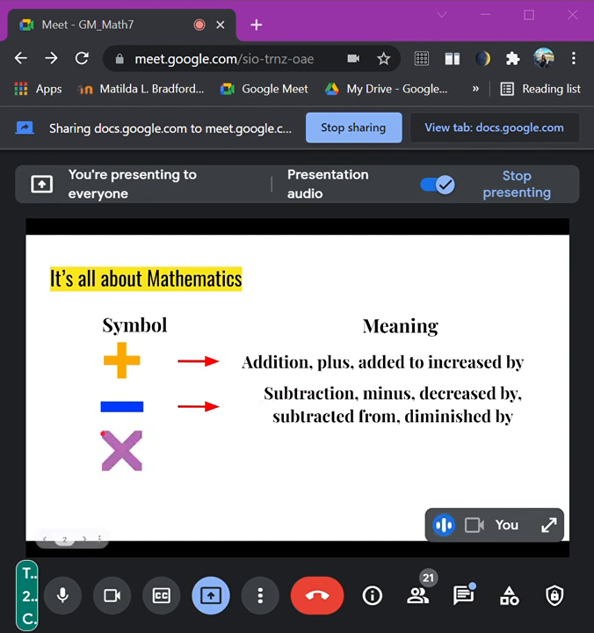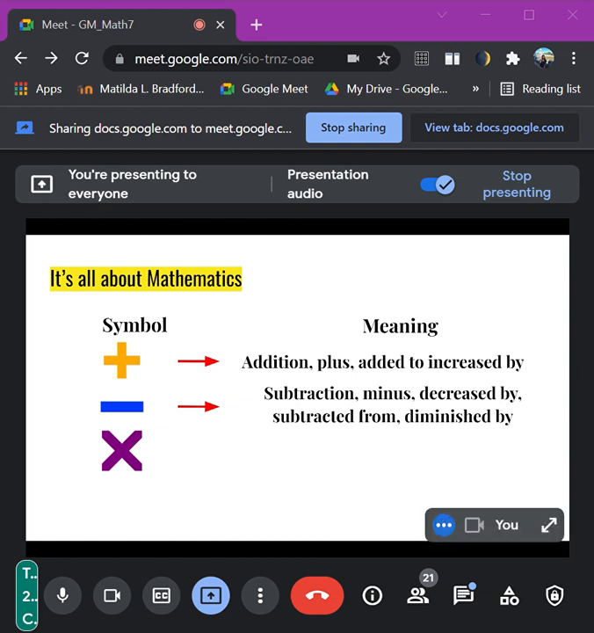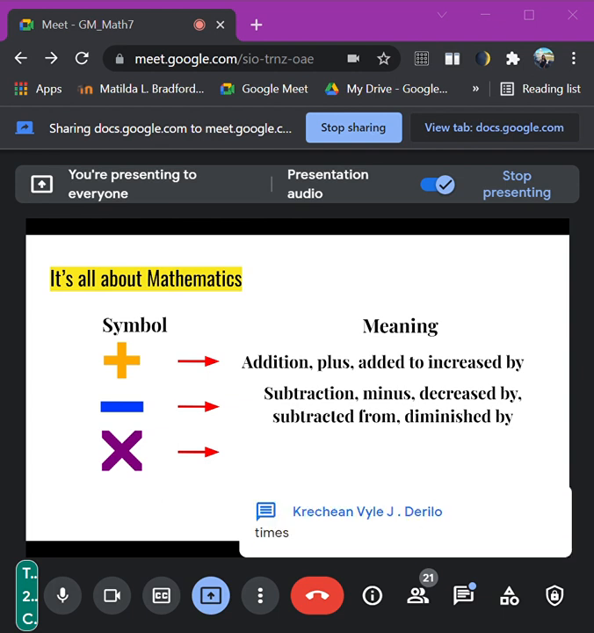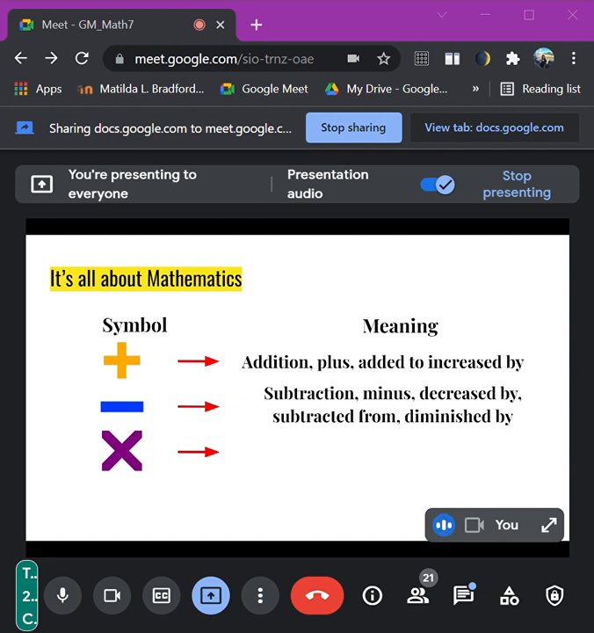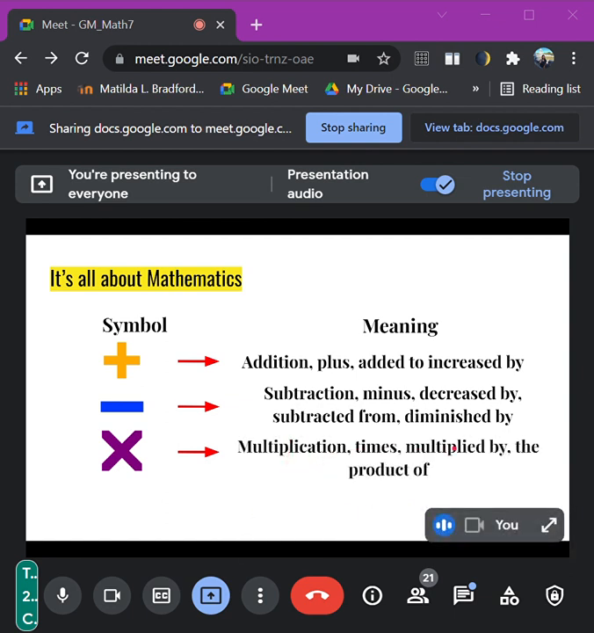Okay? And now for our next symbol. What is this symbol, class? Okay, multiply. What else? Times. Okay, what else? What do we call the result if we are going to multiply numbers? Product. Okay. So we have multiplication, times, multiplied by, and then the product of. Or here, in our addition, we can also have the sum of, and for the minus, we can also use the difference of. Okay, those mean the same. So these are for multiplication: times, multiplied by, and the product of.